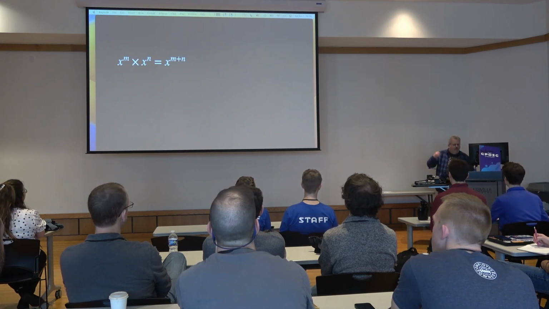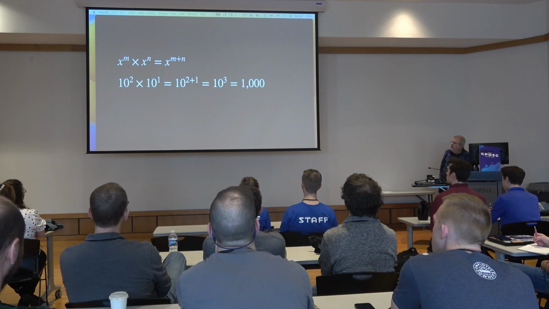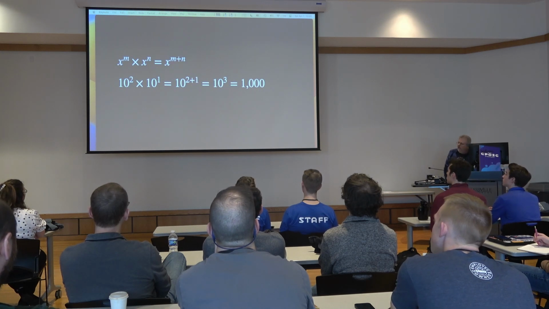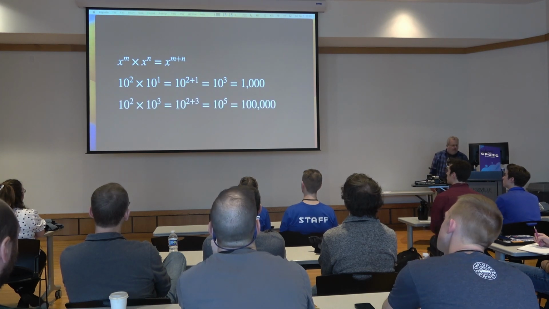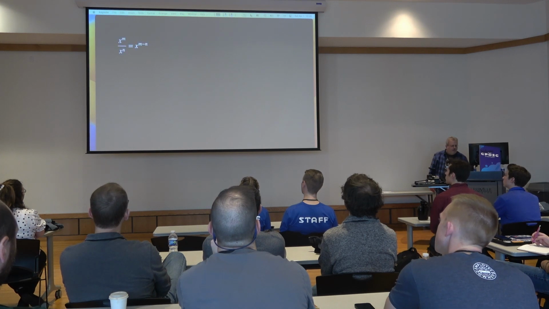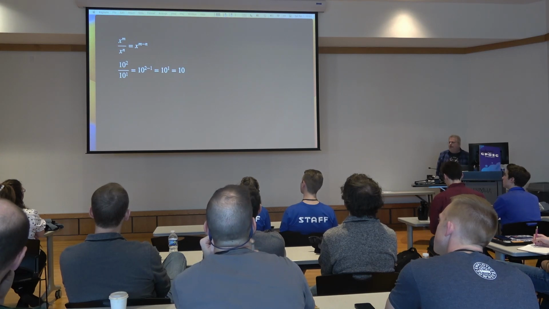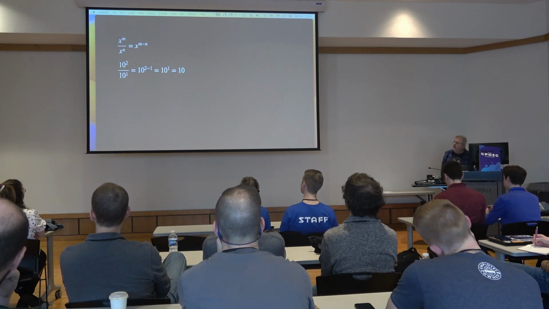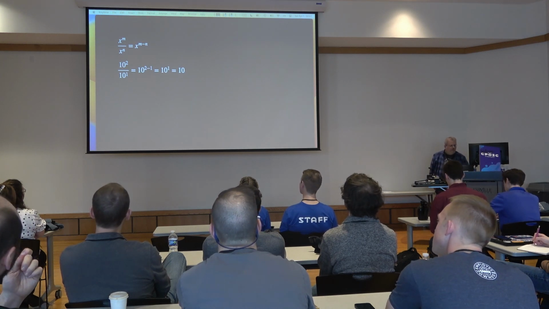So if you want to multiply x to the m times x to the n, you add the exponents together. With powers of 10, 10 squared times 10 to the first, you add 2 and 1, and you get 10 cubed. It works the same way if you want to divide exponents: you subtract them. So x to the m over x to the n is x to the m minus n, so 10 squared over 10 to the first is 10 to the 2 minus 1, 10 to the first.